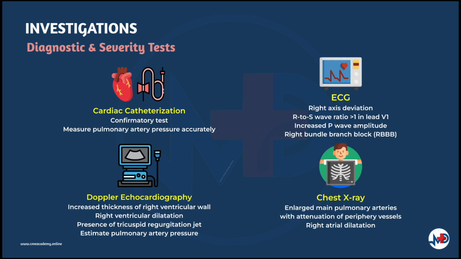An electrocardiography or ECG can show right axis deviation, R to S wave ratio more than 1 in lead V1, increased P wave amplitude, and right bundle branch block or RBBB. Besides, we may find increased thickness of right ventricular wall, right ventricular dilatation, presence of tricuspid regurgitation jet, and estimate the pulmonary arterial pressure using the Doppler echocardiography. A chest X-ray may show enlarged main pulmonary arteries with attenuation of periphery vessels and right atrial dilatation.